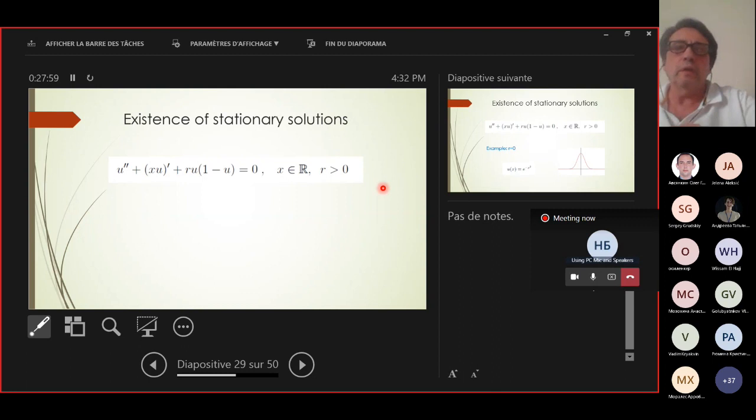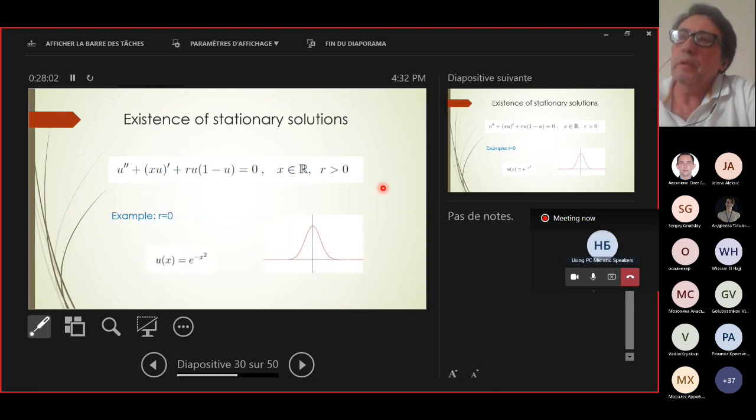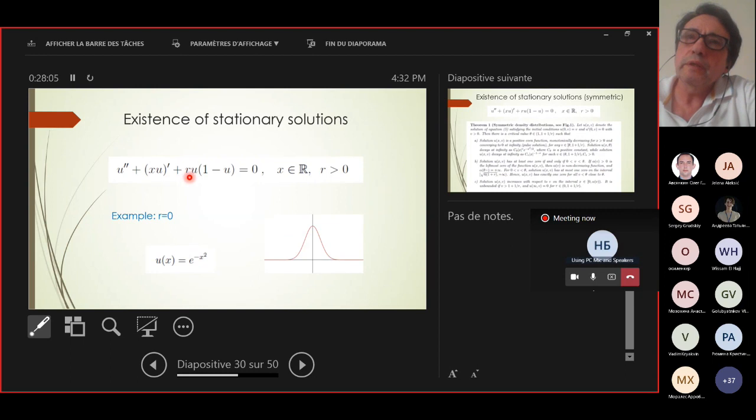Let us begin with a simple example, where this coefficient r equals 0. Then we have this equation: the second derivative of u plus x u prime equals 0. And then there is an explicit analytical solution of this equation, given by the normal distribution, in fact. So you see, it's already an indication that indeed we can expect a solution like that, because in the simple case without the reproduction term, we have a distribution like that.